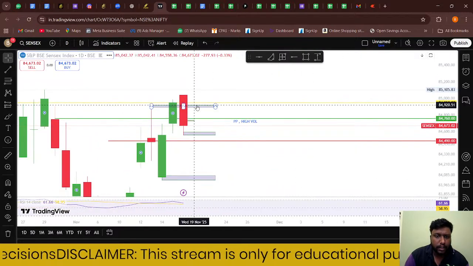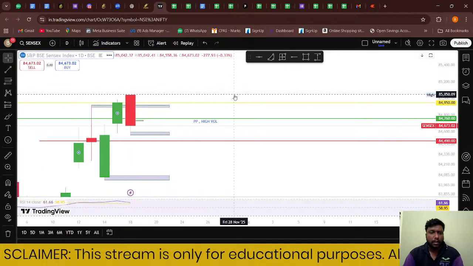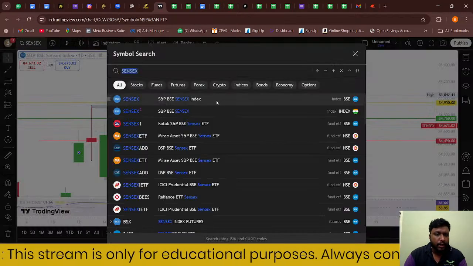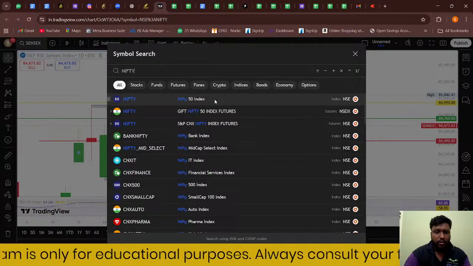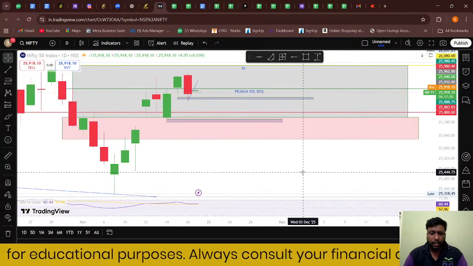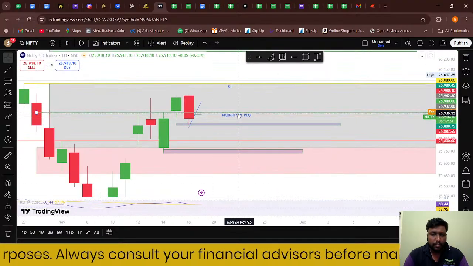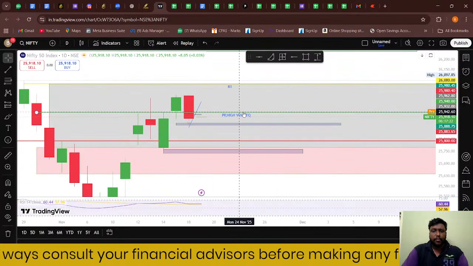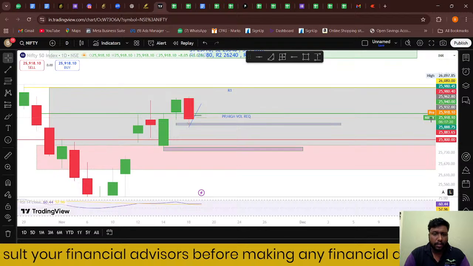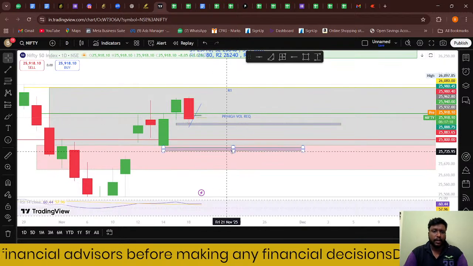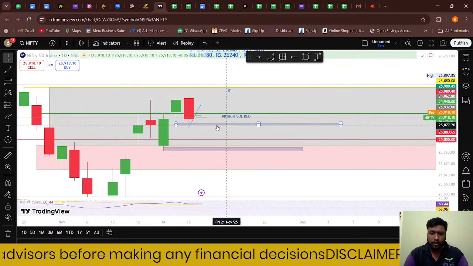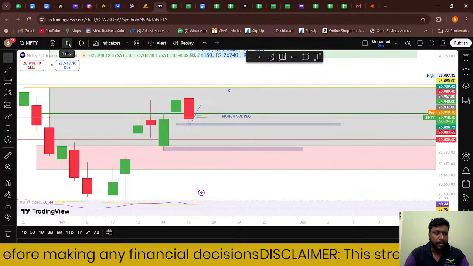So these are the liquidity zones, so I'll explain it on Nifty. So let's see where Nifty is also opening. Nifty is also opening flat for the day. So it is opening below our particular pivot line level. If you see, these are also the liquidity zones. So this is what I have marked for 5 minutes and 15 minutes.